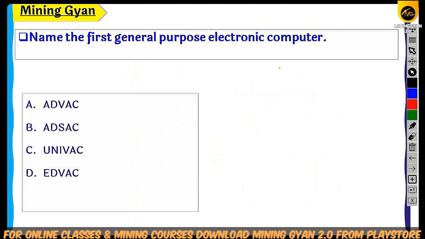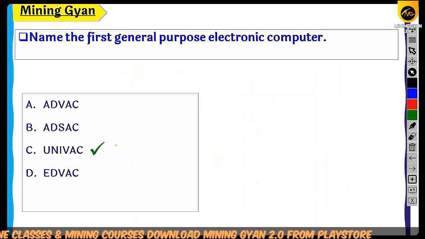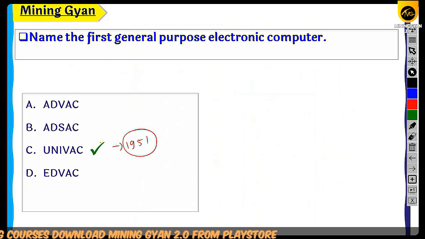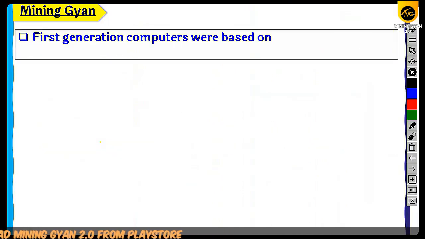General purpose electronic computer. Okay, option C is the correct answer. UNIVAC is the first general purpose electronic computer, which was invented in 1951 by J.P. Eckert and John Mauchly. Next is: the first generation computers were based on.